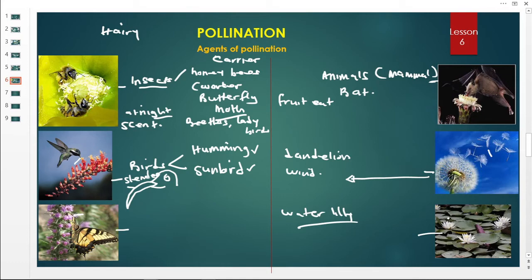Then the pollen grains are going to be carried by water until it reaches another flower and lands onto its stigma. So water also becomes an agent of pollination, and this one is an agent for plants that are found on water, like the water lily. So in summary, agents of pollination are the carriers of pollen grains. Then we have insects, birds, mammals, wind and water. I think you've understood that very well.